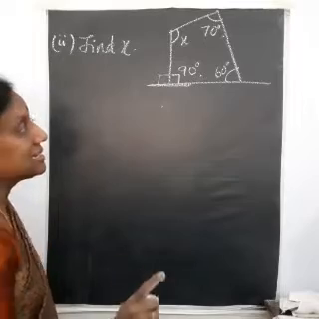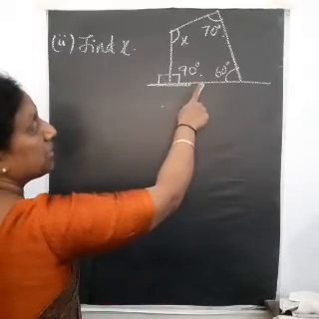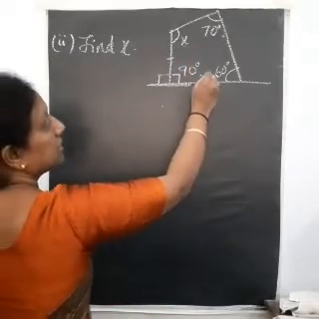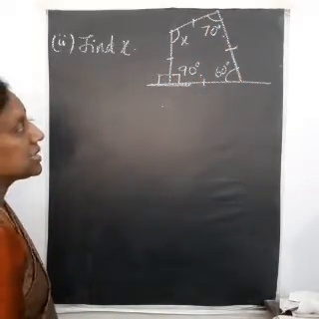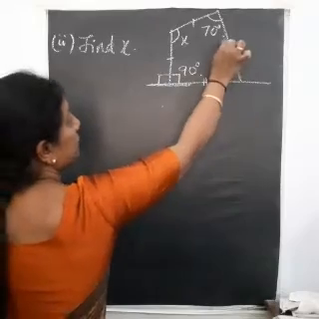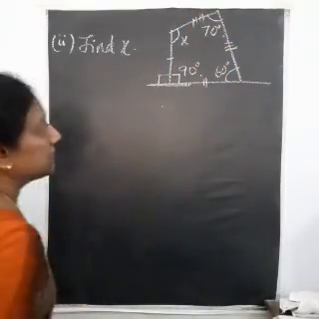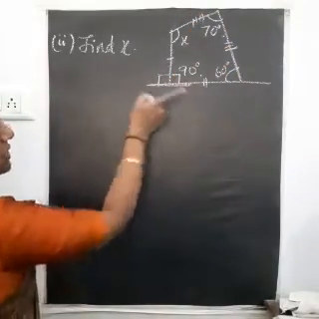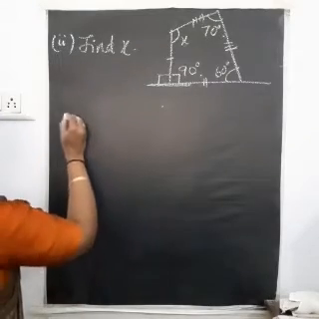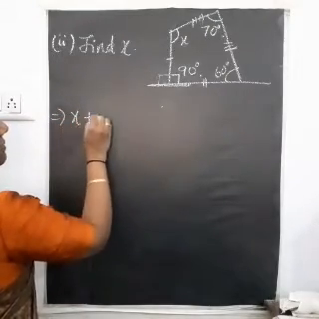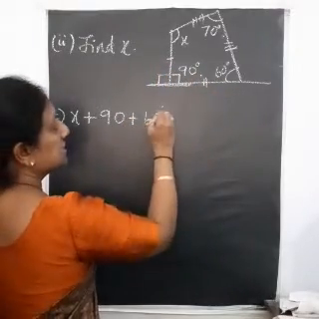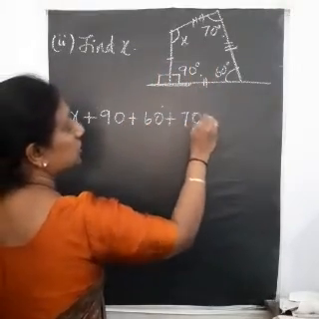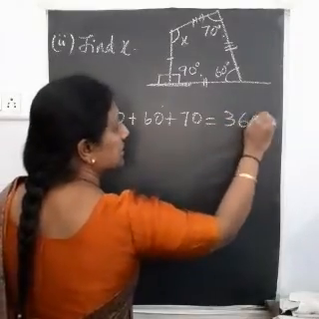360. Why 360? Because this is a how many sided figure? 1, 2, 3, 4. Correct? So this is a four-sided figure. So when it is a four-sided figure, what happens? We can add up all the angles to 360. So that implies x plus 90, plus 90 plus 60 plus 70 should equal 360 degrees.